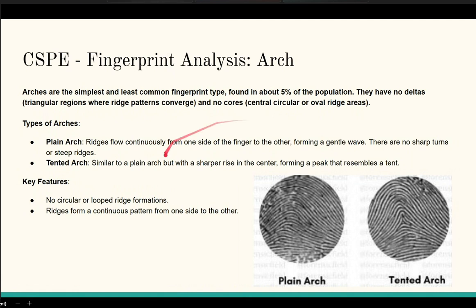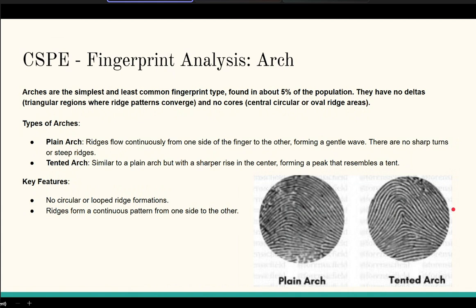They're all straight, no deltas whatsoever, you can see. And then there are two types of arch fingerprints. There's the plain arch, which we see right here, where the ridges just flow from one side to the other like a gentle wave. No sharp turns, no steep ridges. And a tented arch is essentially the same thing, but they have a sharp rise here, forming a peak that resembles a tent, and they just go back down.